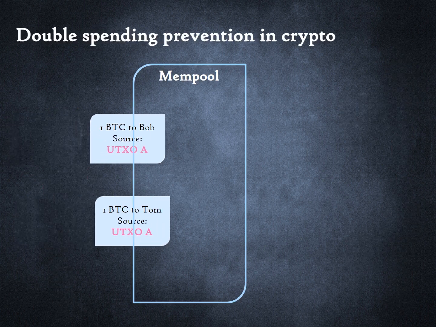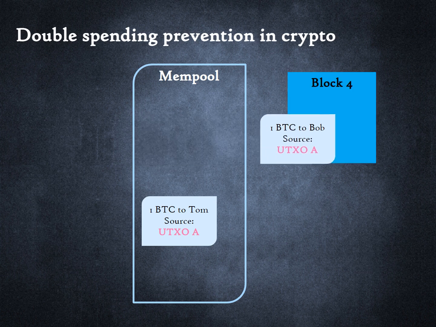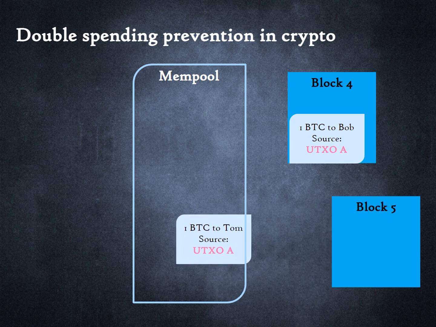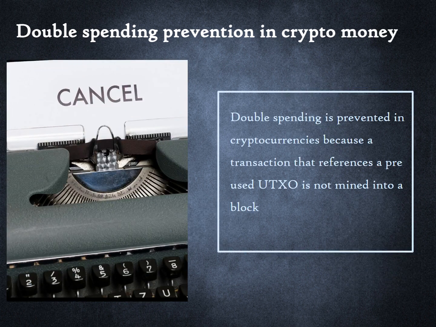Both these transactions enter the mempool of each node on the blockchain. One of the transactions, the payment to Bob, gets mined into block 4. When the payment to Tom is sought to be mined into block 5, it is rejected by the miner because the UTXO is already spent. To summarize, double spending is prevented in cryptocurrencies because a transaction that references a pre-used UTXO is not mined into a block. A transaction that is not included in a block is effectively void.